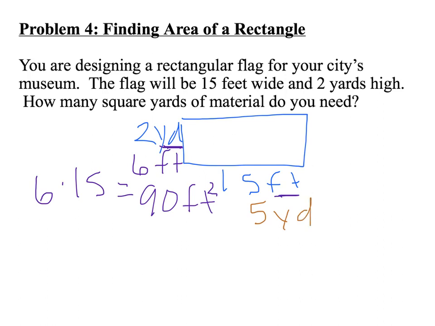So now it's still the same way. I still multiply my base times height. So I have 2 times 5, which gives me 10. And this time I would label yards squared. So it's always very important to look for what the units are.